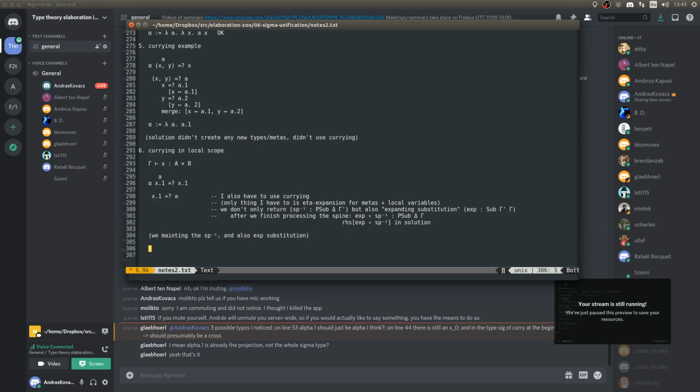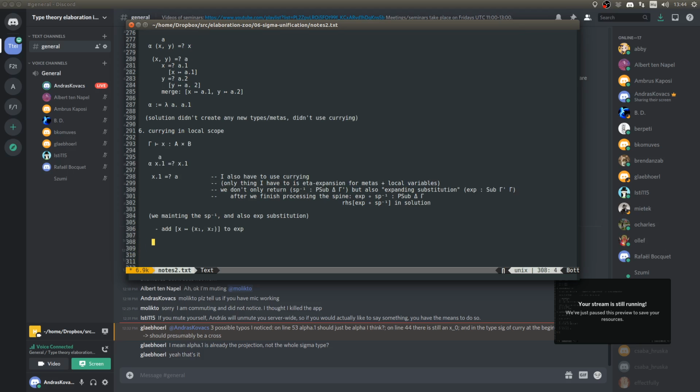Okay, and in this case, if we are continuing this problem, then what happens is that we just eta expand. So add x to x1 x2 to exp. Okay. And then this problem becomes x1 a, and then we can just solve it as usual. So we are just adding x1 a to sp minus 1.